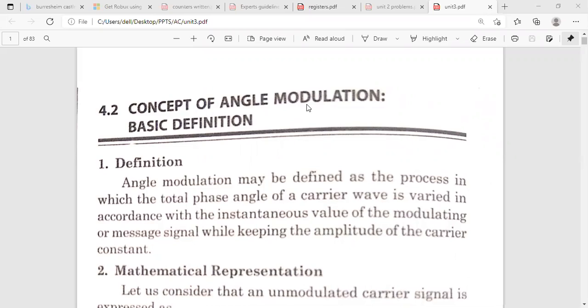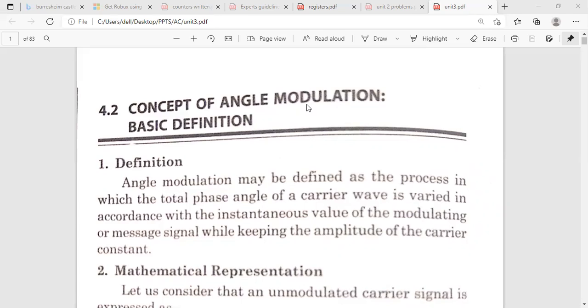So in this class, I'm going to explain angle modulation. Third unit, angle modulation. In the first two units, we discussed amplitude modulation. We have different types of amplitude modulation, depending on the power saving concept, different methods to generate the amplitude modulated wave, and different detection methods to detect the original information from the modulated signal. In this session, I'm going to discuss angle modulation.